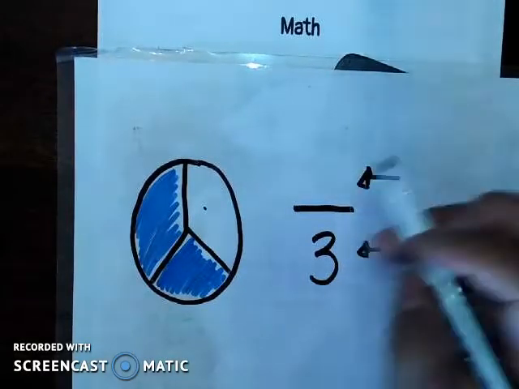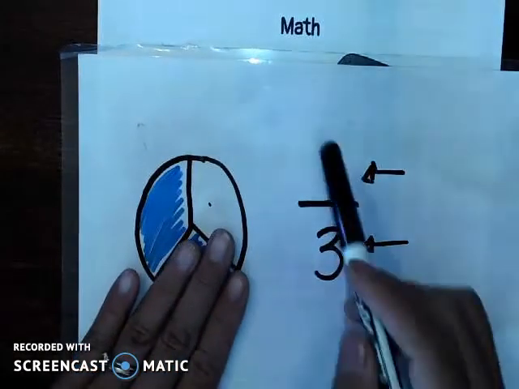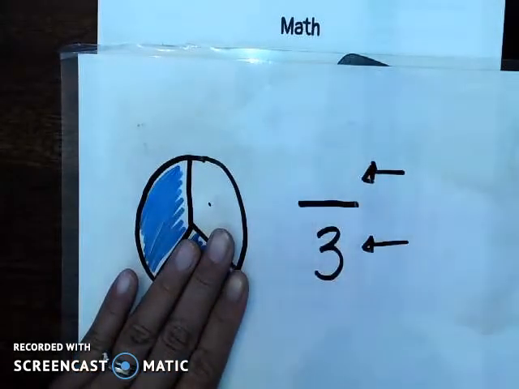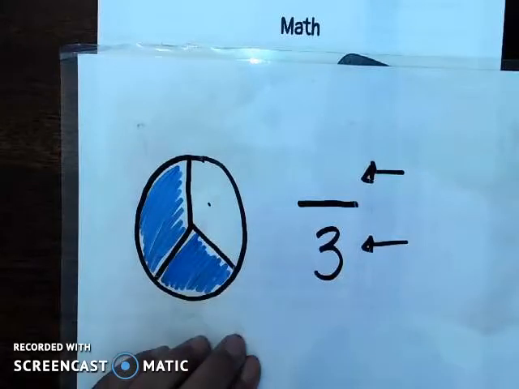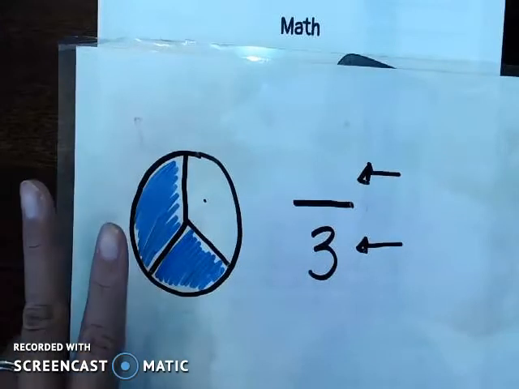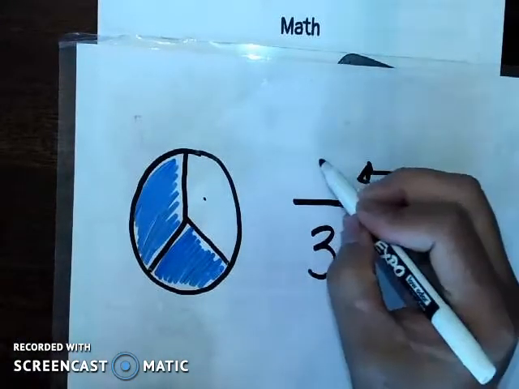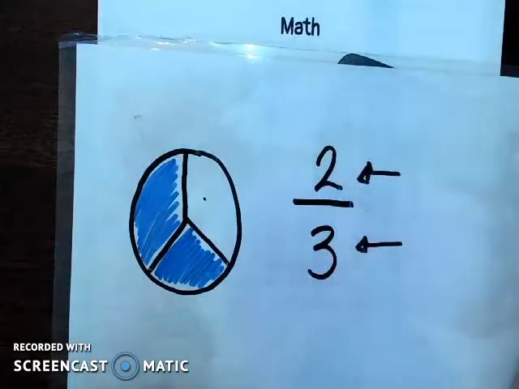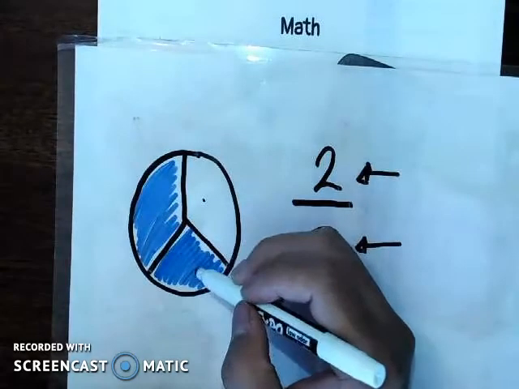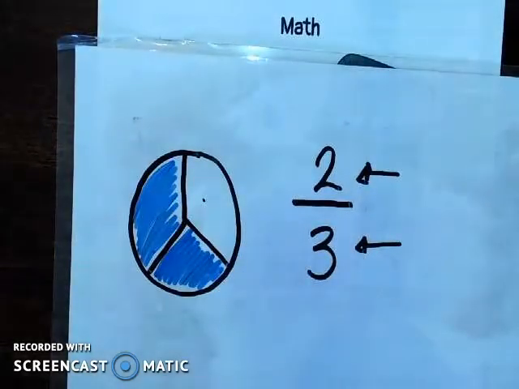Well, I know that yesterday when I shaded in 1, it was 1/3, right? But I have 2 parts that are shaded now, or 2 parts of my 3 that are considered. So instead of writing a 1, I write a 2 because there are 2 parts that are shaded or 2 parts that are considered. I know, sounds easy, right?